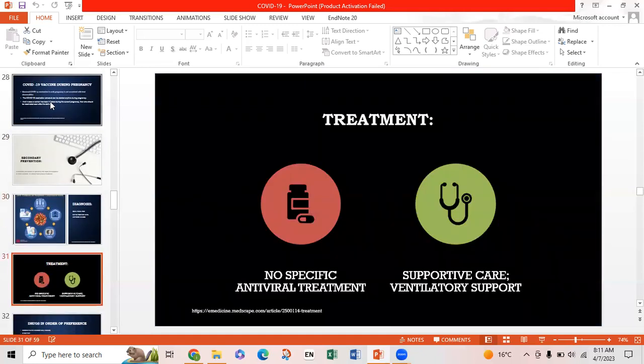There are no specific treatments. However, antiviral treatments are given. In the case of supportive care, ventilatory support is provided if the disease worsens. Otherwise, isolation of the patient is the treatment.